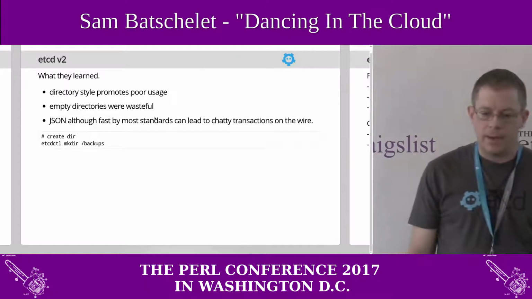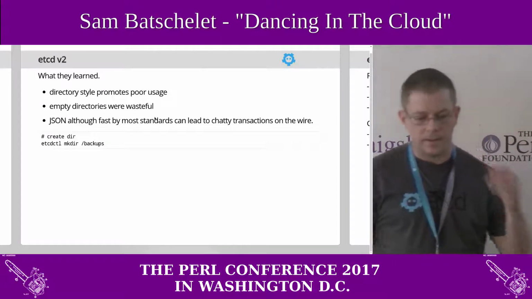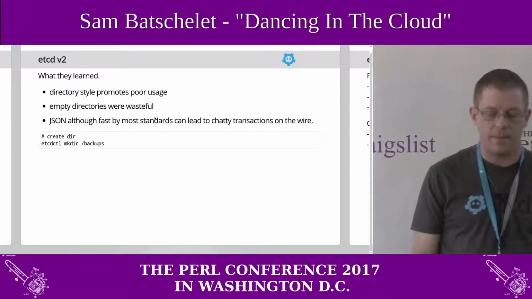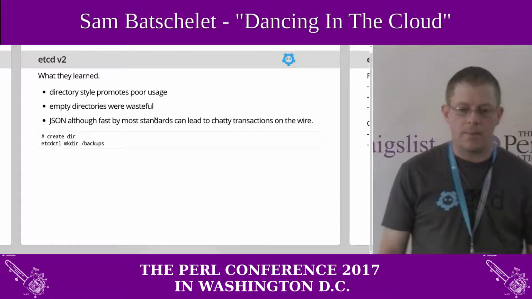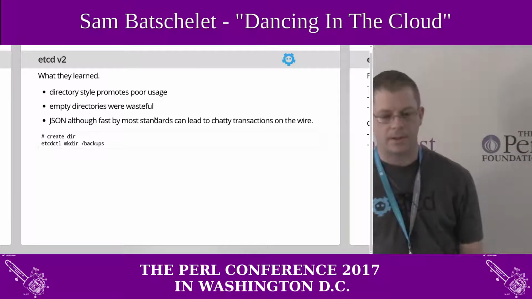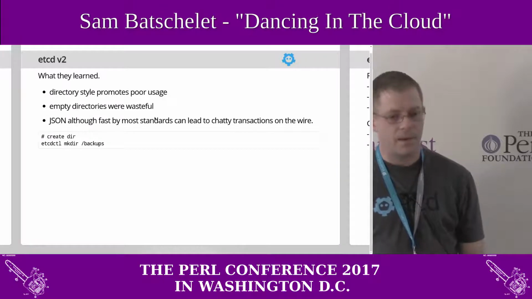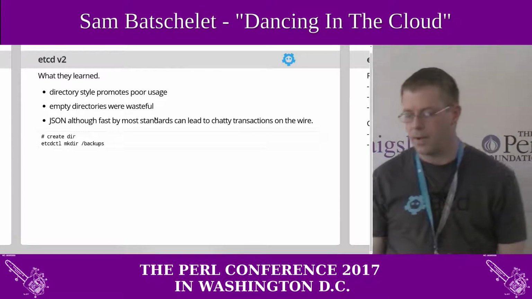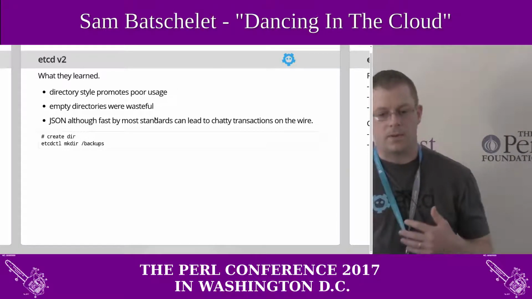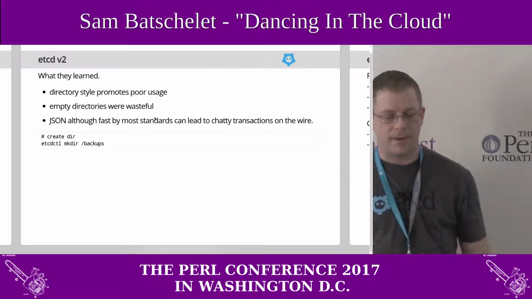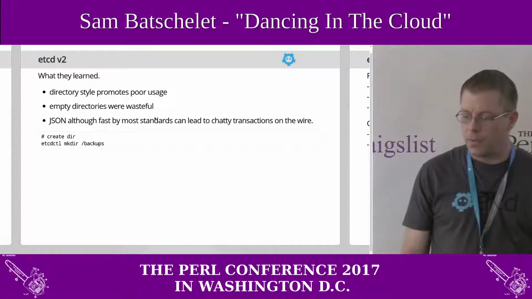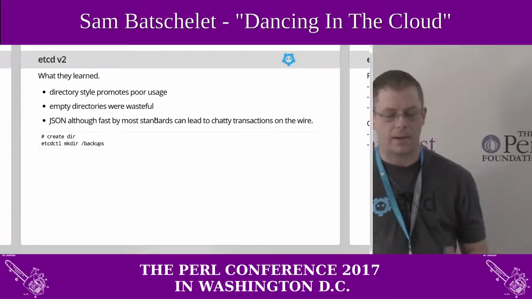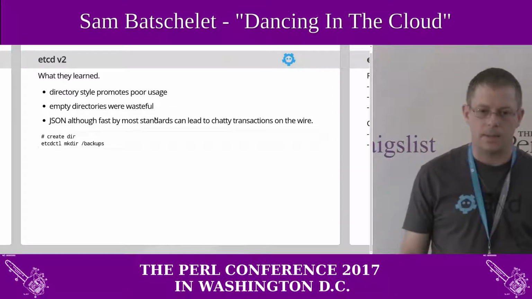So the version 2 API, which is still in existence, used a traditional REST JSON API. Now, by Perl standards, by most of our standards, JSON is fast. But when you get on the wire and you have HTTP1 communications, it can get quite chatty if there's a lot of transactions going on. So what they needed to do was they wanted to move forward with bidirectional streaming, so HTTP2.